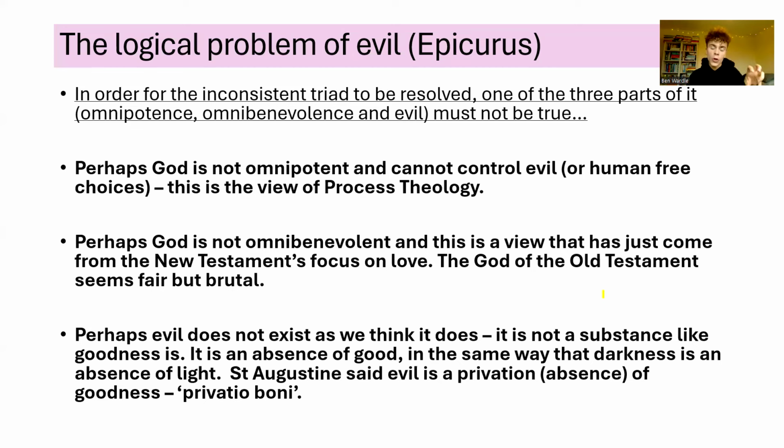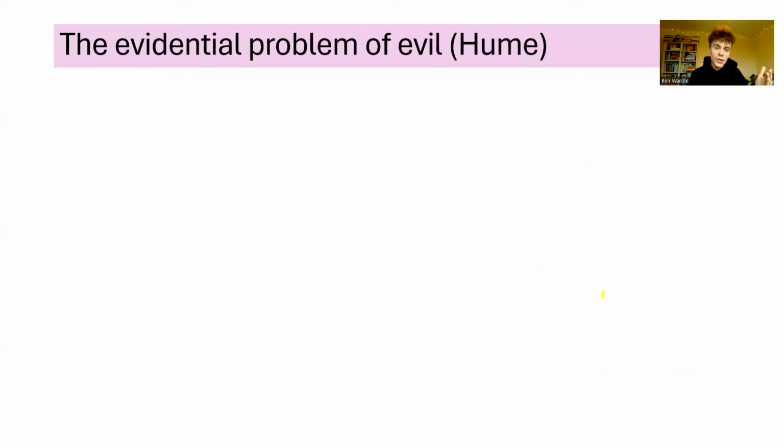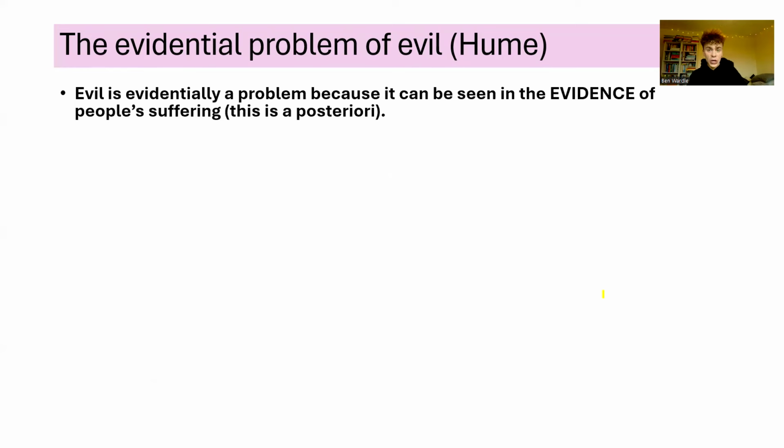So that is the logical problem. And whenever we think of the logical problem, we think of that inconsistent triad. We then have the evidential problem. So remember, there are two presentations of the problem, the logical problem with the inconsistent triad, and then the a posteriori evidential problem based on the evidence that we observe. And the key scholar we'd mention here is David Hume. Evil is evidentially a problem because it can be seen in the evidence of people suffering. So we can actually see it.